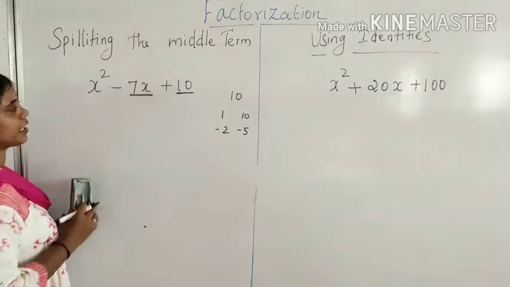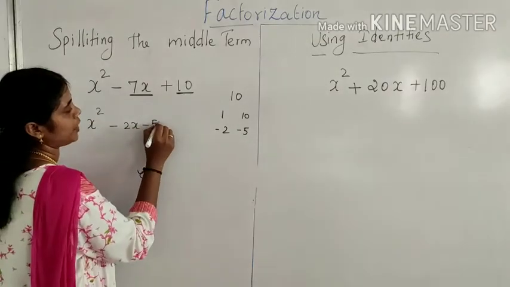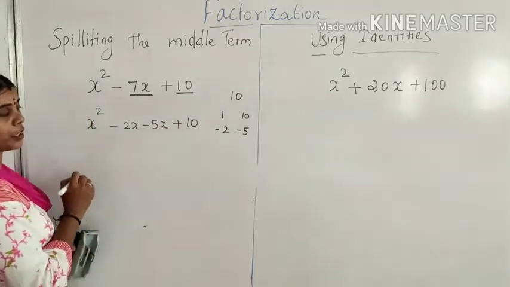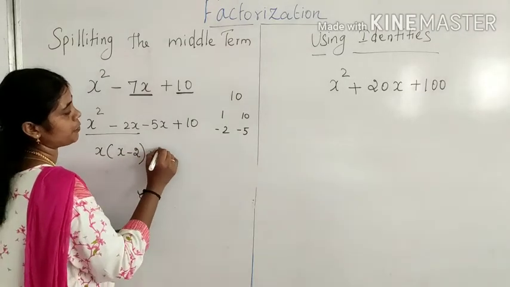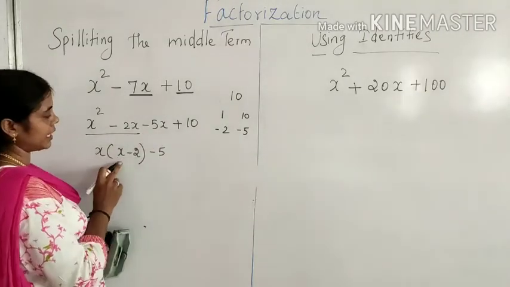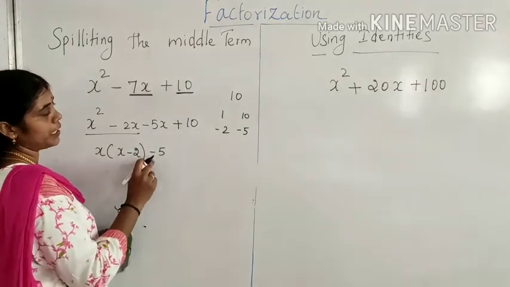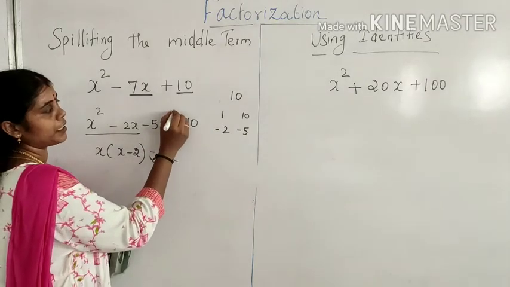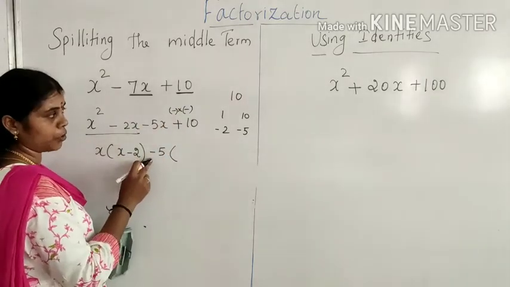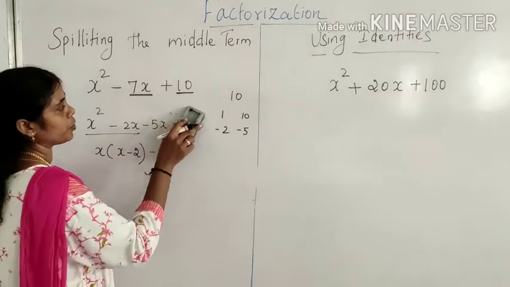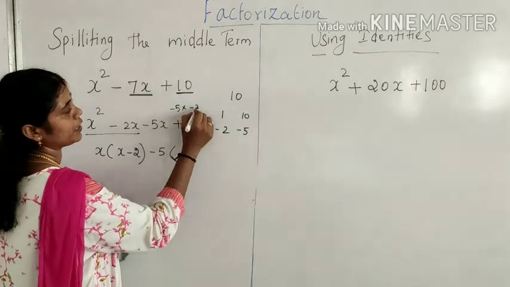Elaborately, how we have to write it: x squared and 7x can be split as minus 2x minus 5x plus 10. So here common is x and it will be x minus 2, and here common is minus 5. Why minus 5? Then only I can get the same term here, otherwise you will get a different one. Right? So I have taken minus 5 because plus can be written as minus into minus. So we have taken one minus common out from the 10, because 10 can be written as minus 5 multiplied by minus 2.